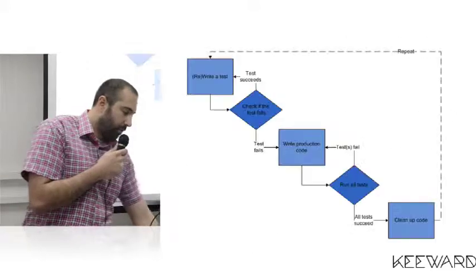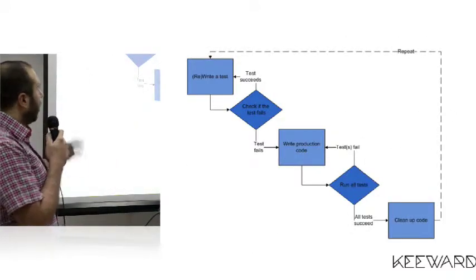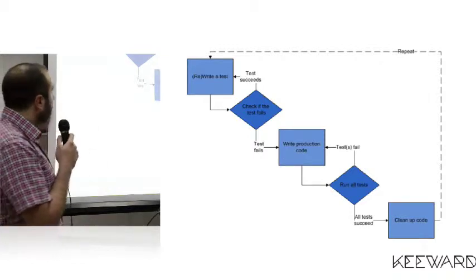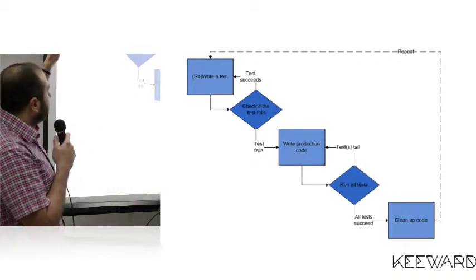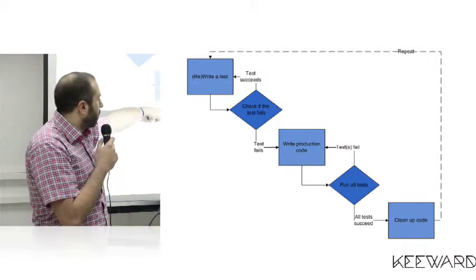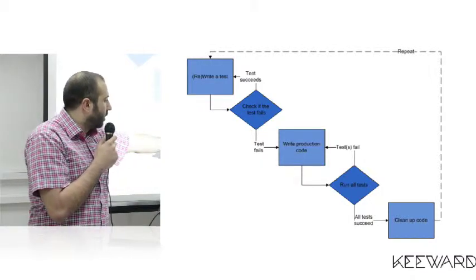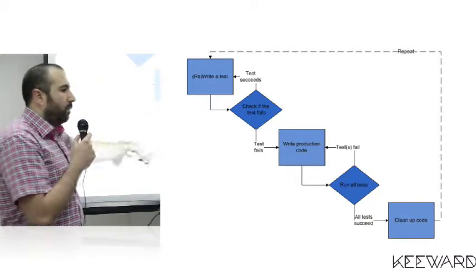Now I will go back, because this is the important part, this loop. This is just another form of the previous loop. So you write a test. If the test succeeds, you go back, check why the test fails, you write production code, run all tests. If all the tests succeed, you clean up, you refactor, and repeat.